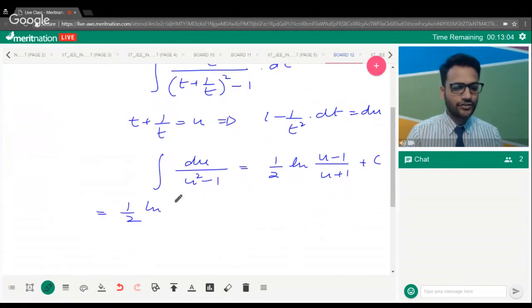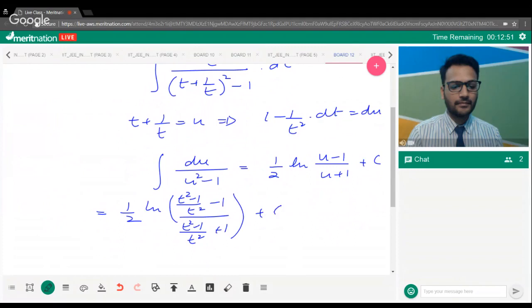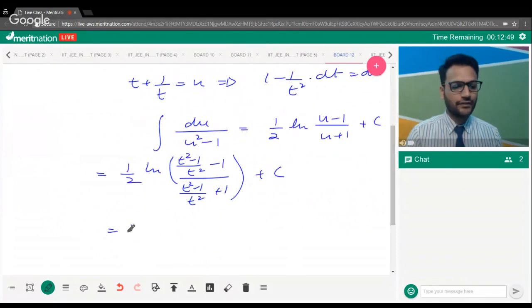From next session onwards, u can be replaced. It's t square minus 1 upon t squared. That is the value of u: minus 1 upon t square minus 1 upon t square plus 1 plus c, which will give you half of ln t squared minus 1 minus t squared upon t square minus 1 plus t squared.